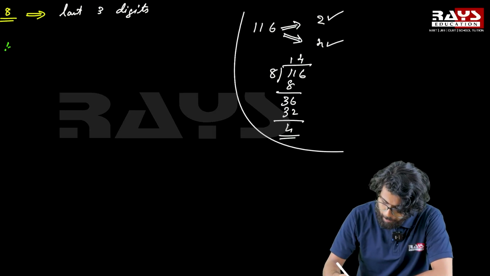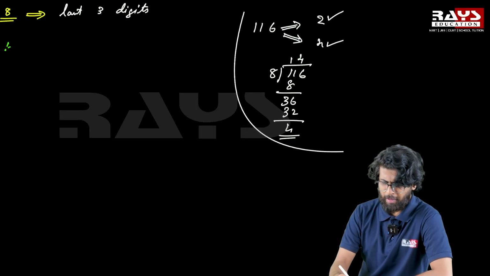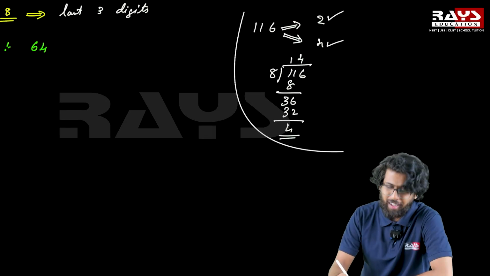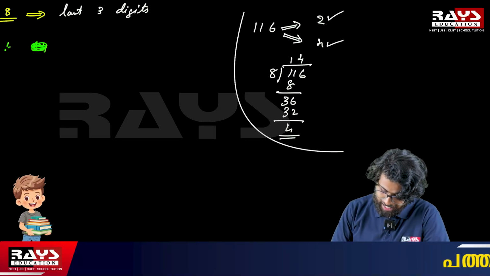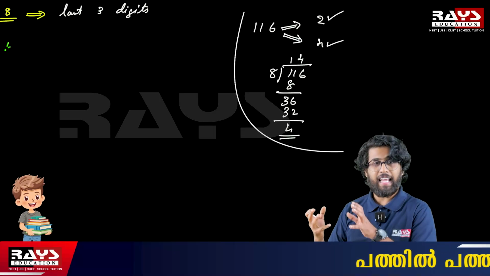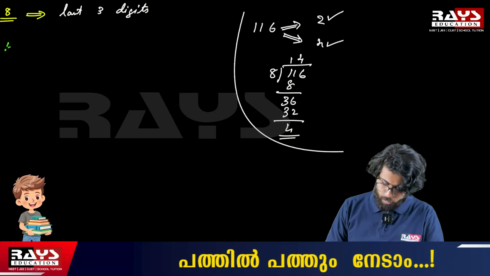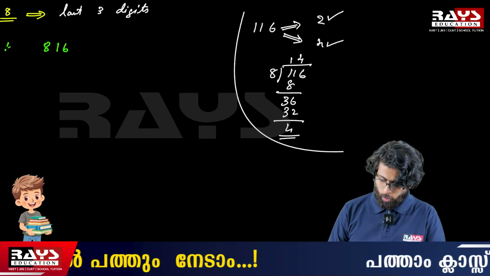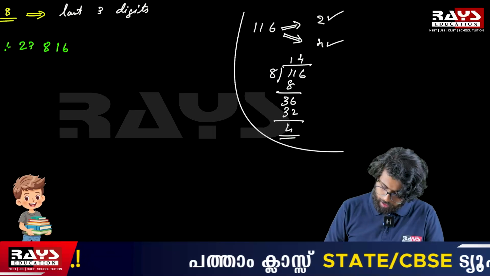I'll give you 2 examples. 8, right? 64. It's very easy now. We don't have 3 digits here. Okay, let's take some other, bigger number. We already know that 816 is a multiple of 8, right? Now we'll just add some numbers to it. Let's take 2, 3, 5.